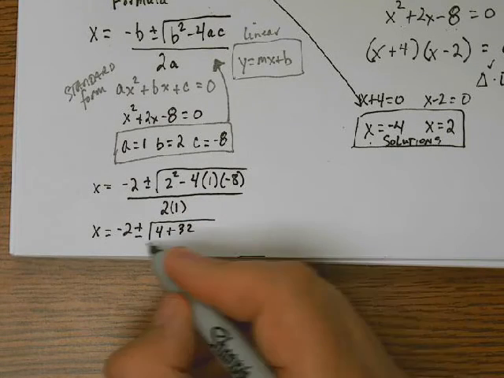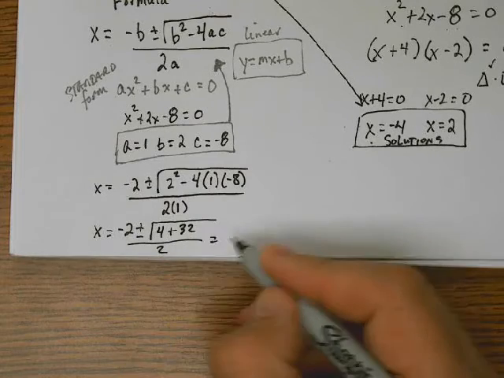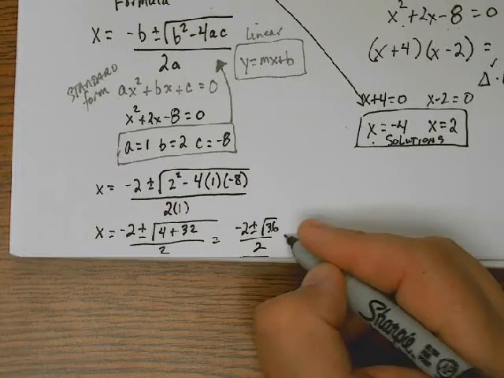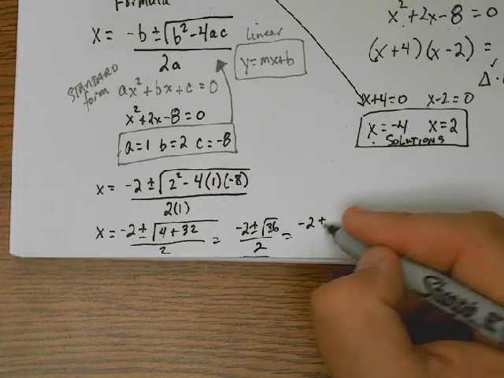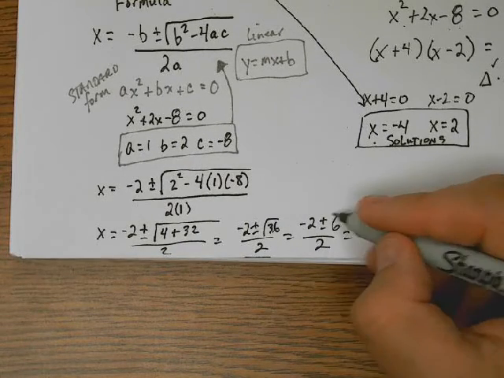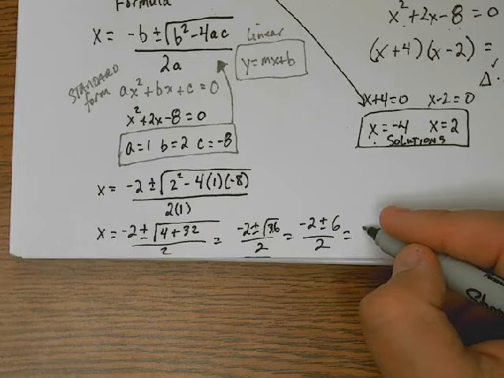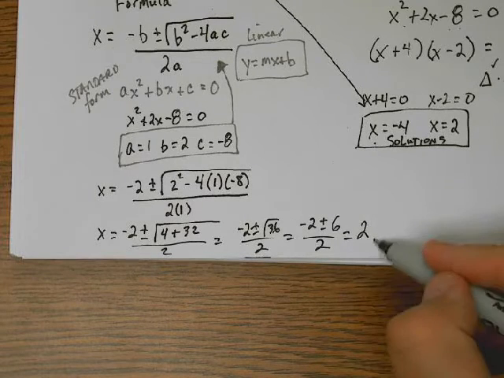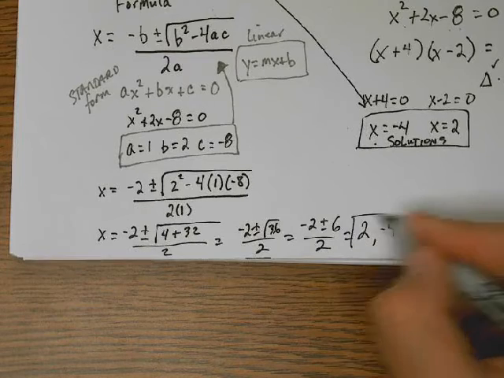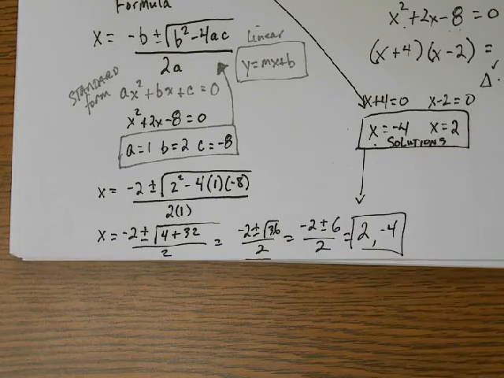-4 and -8 is 32. So -2 plus or minus 36. -2 plus or minus 6. Two answers. -2 plus 6 is 4 over 2. 4 over 2 is 2. -2 minus 6 is -8 over 2, which is -4. And look at that. Same. -4, +2.